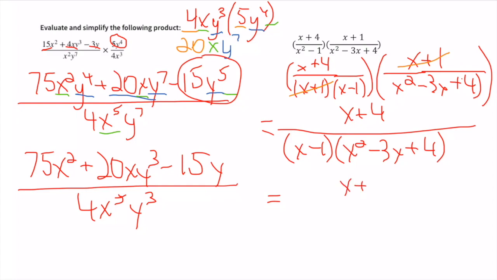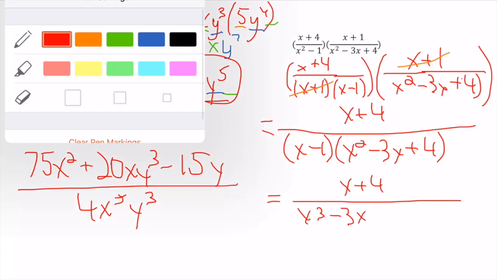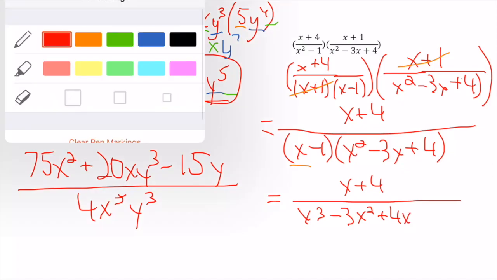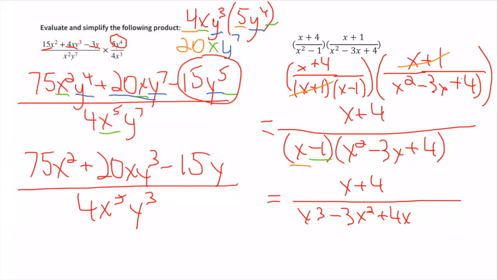So still x plus 4 on top. And I have x cubed. Again, I'm multiplying each of these terms by the x right now. So x cubed, negative 3x squared, and then 4x. Now I'll go ahead and worry about the negative 1. Negative 1 times x squared is minus x squared, positive 3x, minus 4.